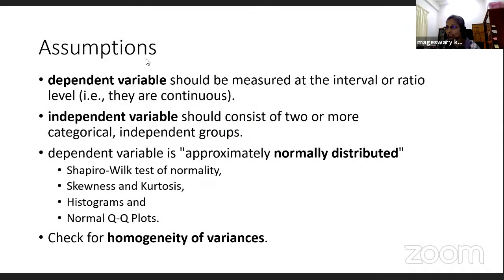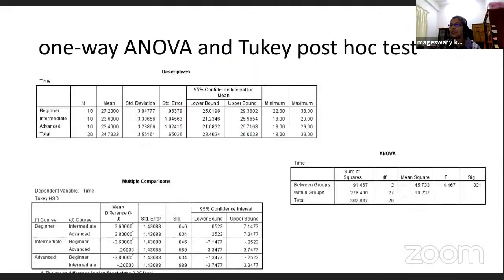So before conducting your one-way ANOVA, make sure your dependent variable is continuous, your independent variable is categorical, you check the normality of distribution, and you check the homogeneity. These are the assumptions, right? Now, so we run one-way ANOVA. Let's say we are doing one-way ANOVA.